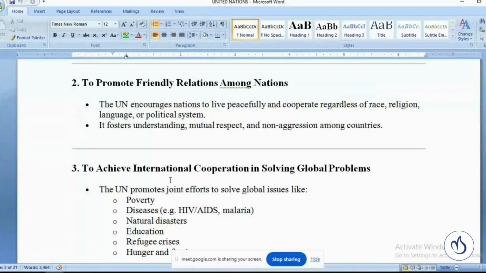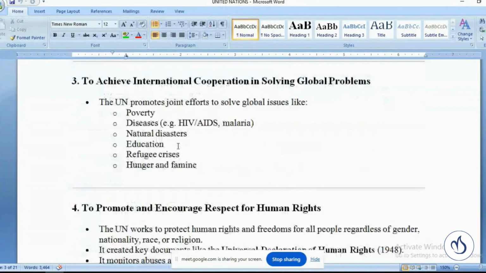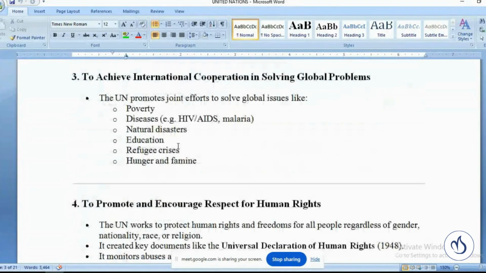It also fosters understanding, mutual respect, and non-aggression among countries. So to make these countries understand each other, not to cause harm to the natives. Thirdly, to achieve international cooperation, solving global problems, for example, poverty.